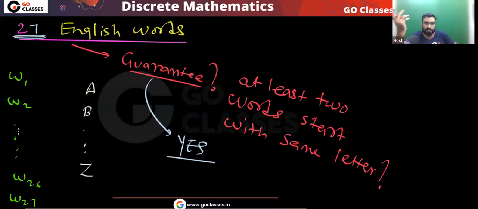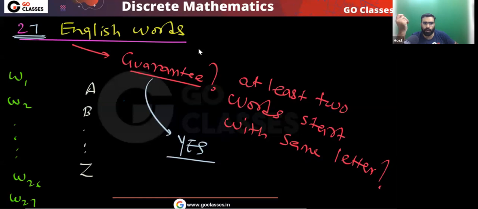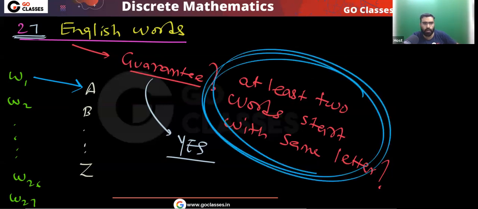See, in this situation, can you make sure that at least 2 words don't start with the same letter? Is it possible? Can you make sure that all of them are starting with different initials? The answer is no. Because what can you do? In the worst case, what is the best you can do? If you want to prevent this from happening, remember, this you don't want to happen. You want to stop it.